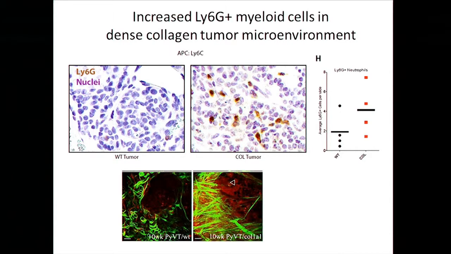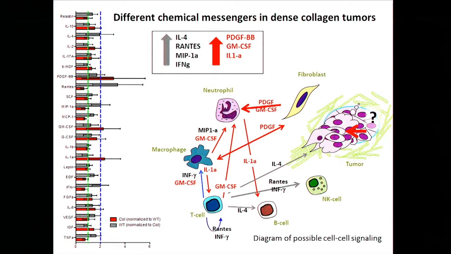Now, if you take these dense collagen tumors I told you about versus the wild type, we find that there are more neutrophil populations in the dense collagen tumors. We're marking these by a particular marker called Ly6G. And when we look at all the chemical messengers that we call cytokines, we find that there's differences between these dense collagen mice and the not dense collagen mice. And what you see here are the same things, they're just inverted.